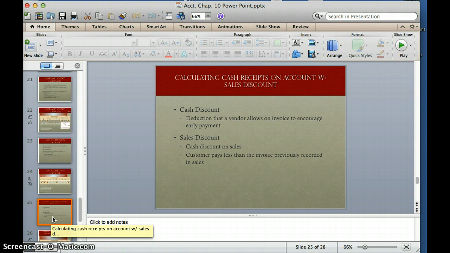Okay, so now we're going to calculate cash receipts on account with a sales discount. So like I said in the last chapter, we did that 2/10 net 30 when we were buying. Now we're selling, and we gave our customer that same choice. So that's a cash deduction or discount. It's just a deduction that we are allowing on an invoice to encourage them to pay us sooner. The sales discount is a cash discount on sales, so the customer is going to pay less than the invoice that we previously recorded. So this will make more sense to you when we do this.